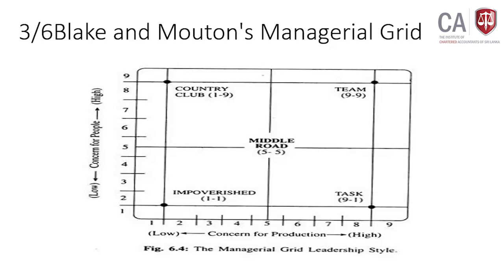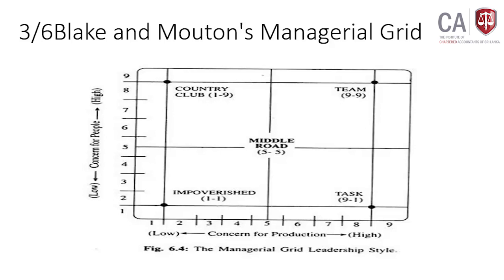Can we use this one for our answer? No. Right. Country club, highest attention level on the people, but lowest attention level on the task. The middle road, we are in between the two, right. Then team, that is the best one, you are giving full attention to production and full attention to the people. Then task, full attention on the task, but lowest attention on the people.